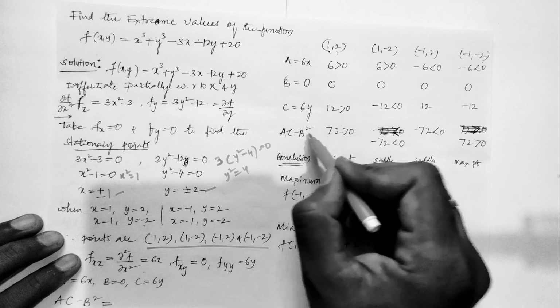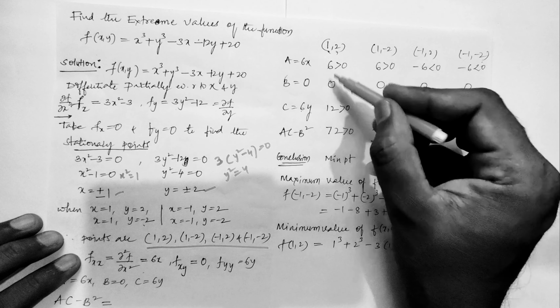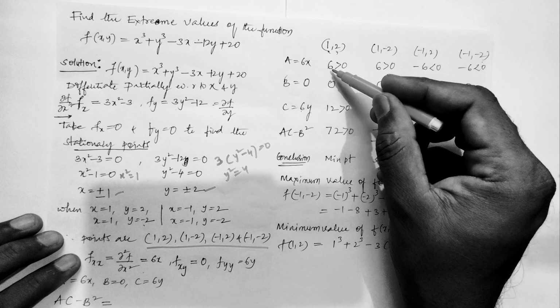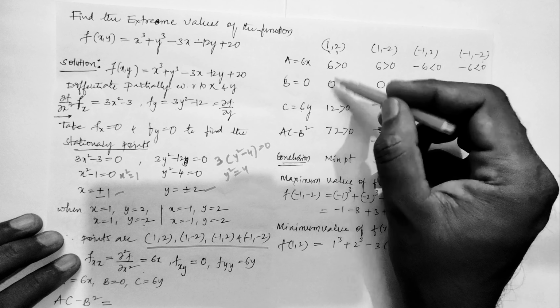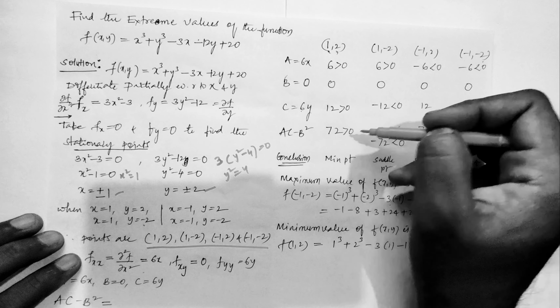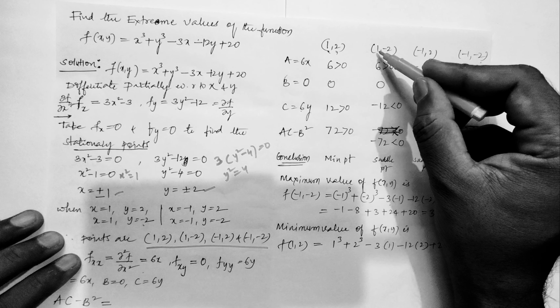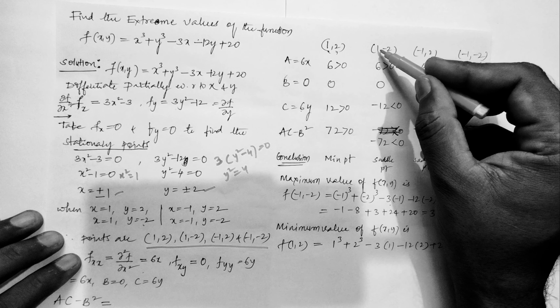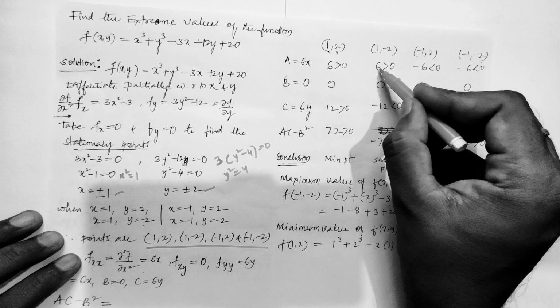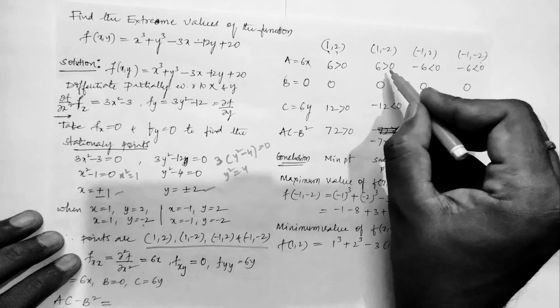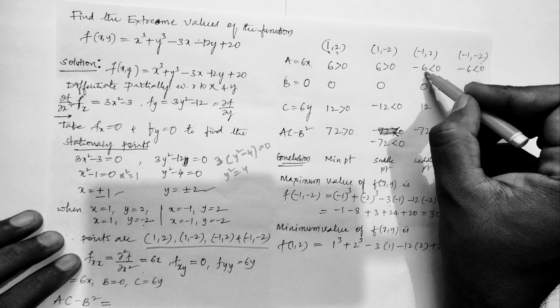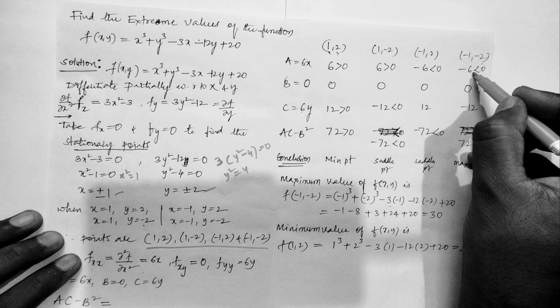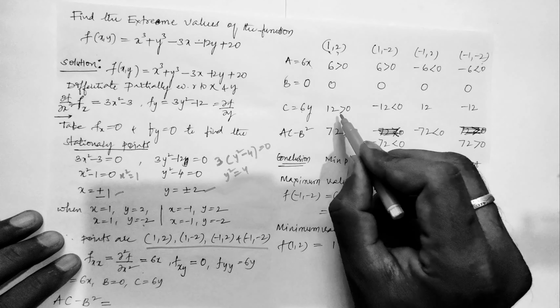We calculate AC minus b square. A value is 6, C value is 12, 6 into 12 is 72 and it is greater than 0. Similarly, you can calculate by substitution of the other points. Again, it is 6 only, 6 into 1 is 6. Here 6 into minus 1 is minus 6. 6 into minus 1 is minus 6. B is 0 for all.